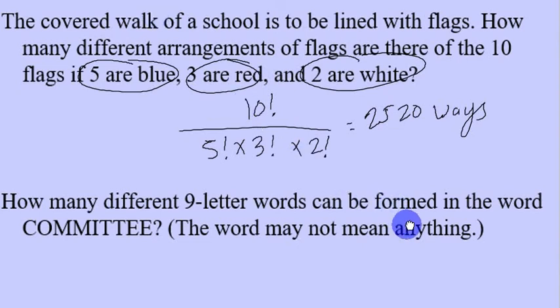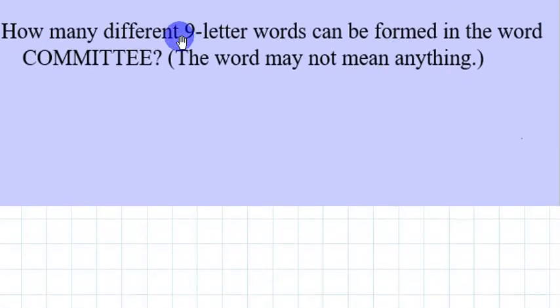Now, let's take a look at the other problem. How many different 9-letter words can we form from the word committee, and the word may not mean anything? So, with this one, we know that in the word committee, there are repeating M's, repeating T's, and repeating E's. So, with that, if we're going to solve this one, we have 1, 2, 3, 4, 5, 6, 7, 8, 9. So therefore, the total possible arrangements of them will be 9 factorial.